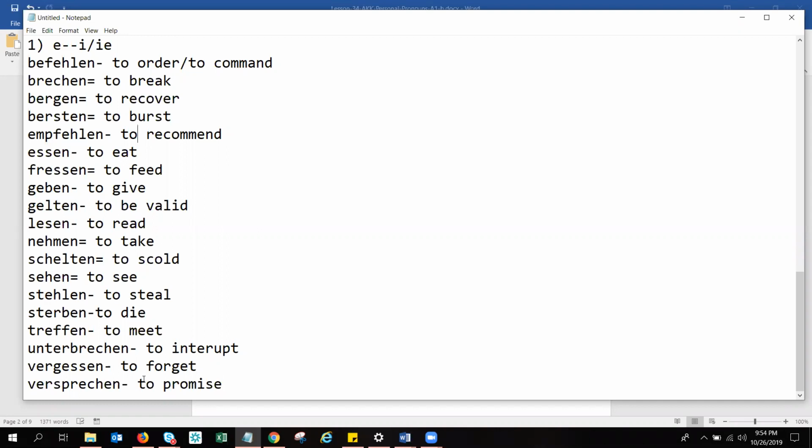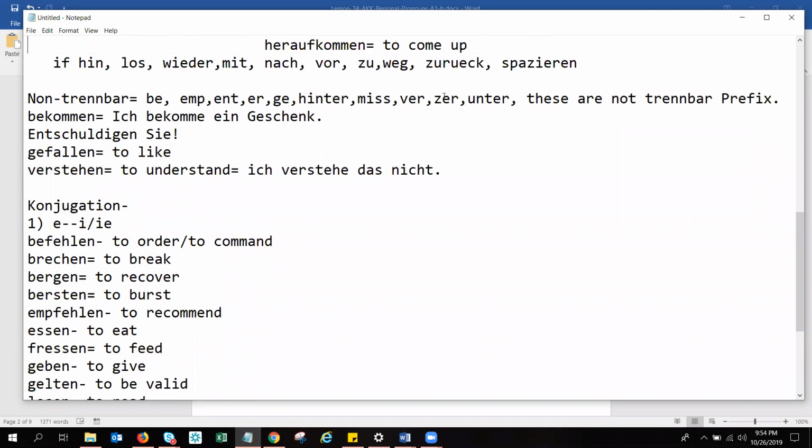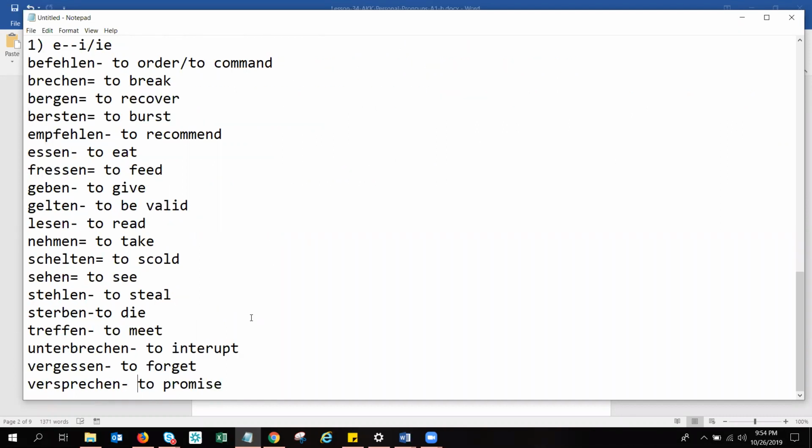Okay. So "ver" is written here. It is a non-trennbar verb. It is not trennbar. So whenever you have versprechen, vergessen, here you can see versprechen, vergessen, no need to write this "ver" at the end. Okay.